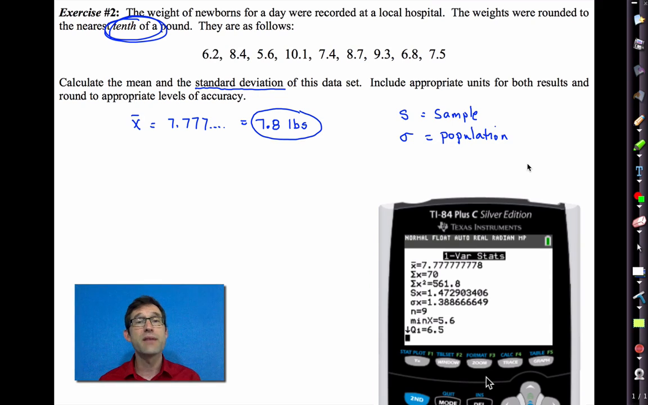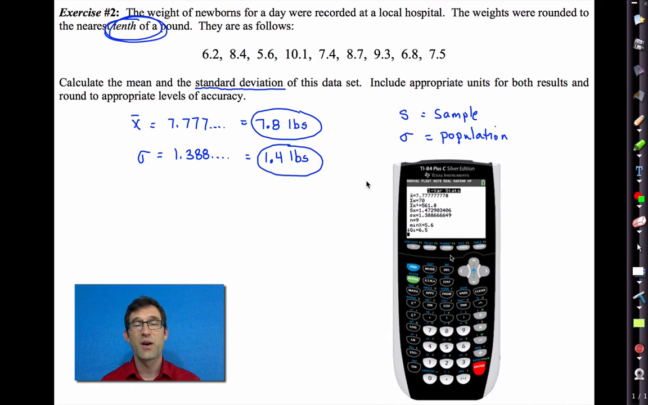Now, your teacher may insist that you use the sample standard deviation. Go with whatever they tell you. It's not really the point of the lesson. The point of the lesson here is to look at this standard deviation, 1.388, etc., and say, well, that's a calculation based on a bunch of inputs that have been rounded to the nearest tenth, so that should be rounded to the nearest tenth. All right? That's the point. So I'm going to clear this out, pause the video now.